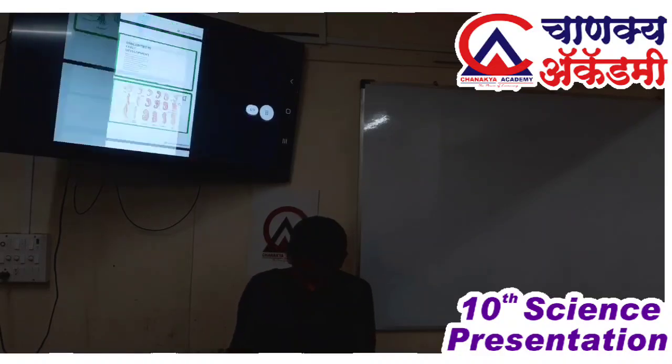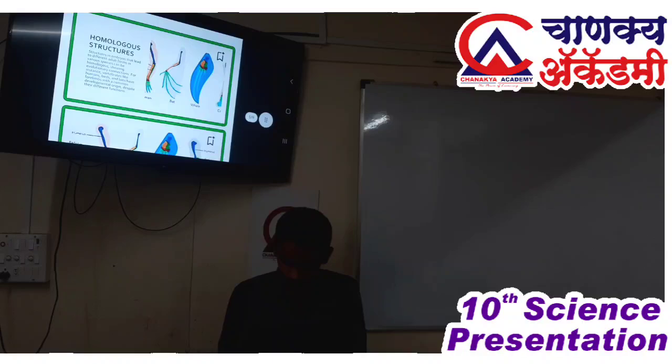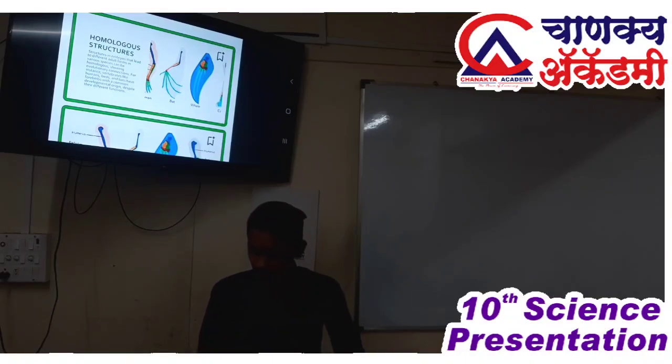Second, homologous structures. Structures in embryos that lead to different adult forms in various species can be homologous, showing evolutionary connections. For instance, vertebrates like humans, birds and bats have forelimbs with a common developmental origin despite their different functions.